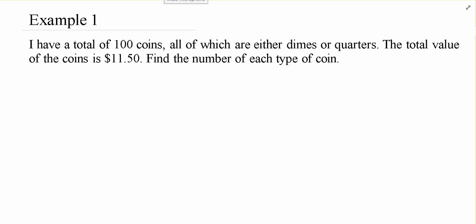Now, as we read through this example, we see that we have a total of 100 coins that all come from being dimes and quarters, and their value is 1150. And our goal is to find the number of each type of coin.